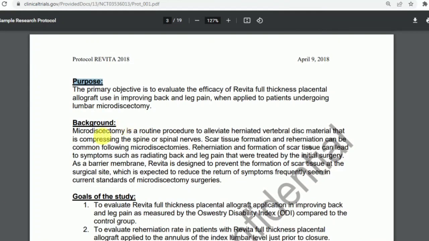Background. So background in the clinical protocol is the background of the study. Here we can see that microdiscectomy is a routine procedure to alleviate herniated vertebral disc material. So here it discusses the disease, how microdiscectomy is used, the overall background of the disease, and how all the methods or observation techniques are used.